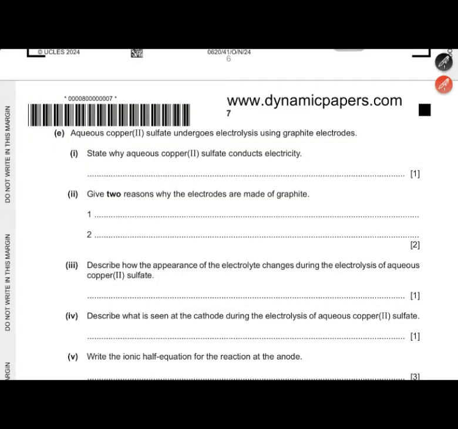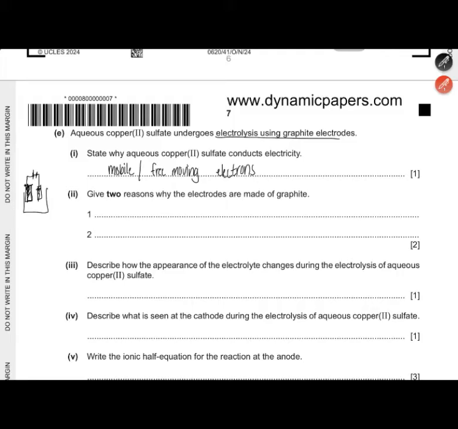Aqueous copper sulfate undergoes electrolysis using graphite electrodes. State why aqueous copper sulfate conducts electricity. Electricity can only be conducted when we have free moving or mobile ions. I hope it's clear. My handwriting is clear. Now, give 2 reasons why electrodes are made of graphite. So when there's electrolysis, why are these electrodes made out of graphite and not some other reactive metal?